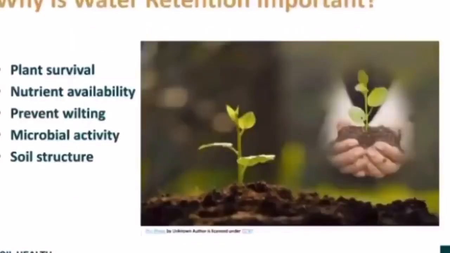Let's talk about why water retention is so important. Just like humans, plants need water to survive. So there has to be soil moisture or water retention. Also, nutrient availability is very important, because nutrients are delivered to the plant by moisture. Also, moisture prevents wilting, and we also need moisture in the soil for microbial activity. And moisture is also important for the soil structure, because if there is no moisture in the soil, then the soil will be susceptible to erosion.